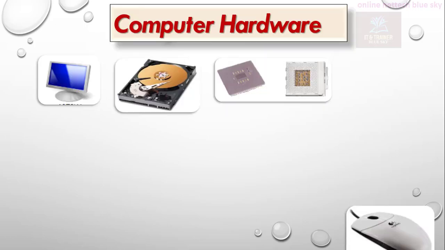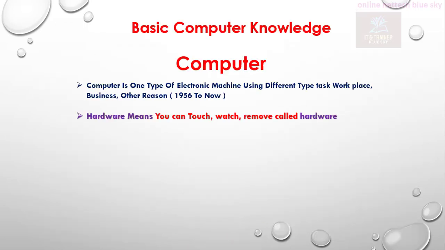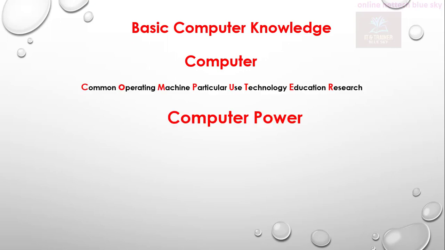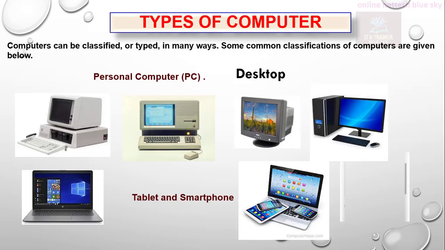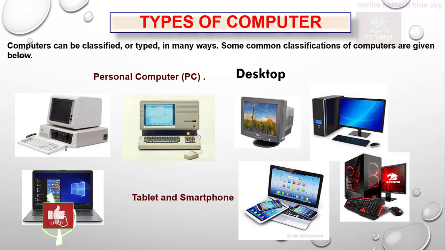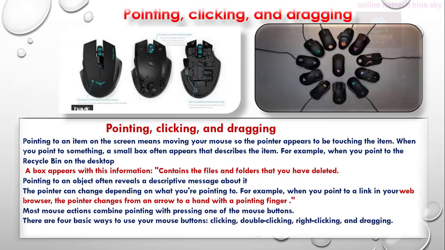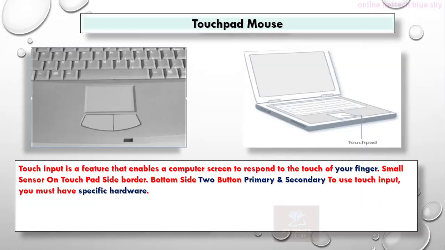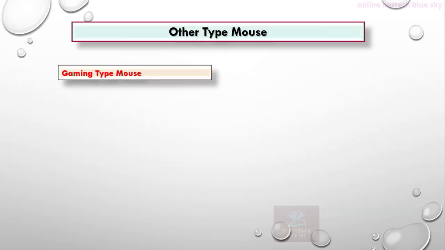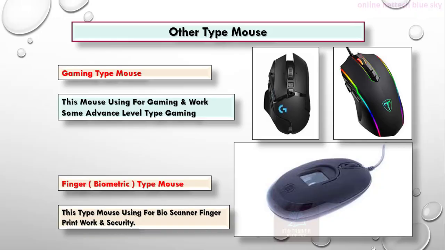So friends, this is my computer hardware series video, and one by one I've already created a lot of topics on video, very important for you to understand. I already created types of computer, and in my previous videos, mouse and mouse-related videos: optical mouse, how it works, basic clicking, pointing, dragging system, and how the computer touchpad type mouse works, sensor type mouse working, and other types like biometric mouse working.